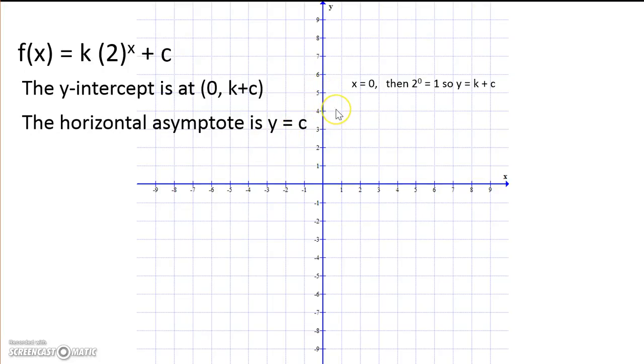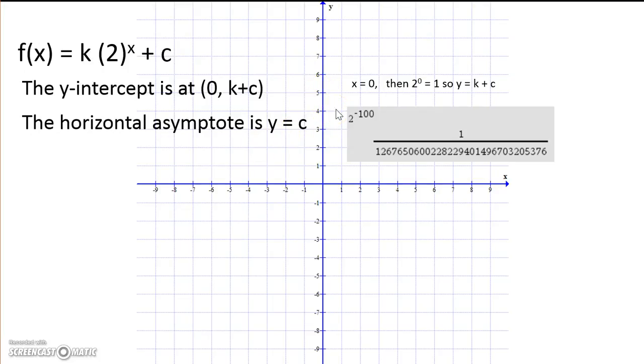If you forget this, just think about it. What happens when x gets to be a big negative number? Well, if you've got a big negative number in the exponent, you're going to have a very, very small fraction. So if you get a tiny fraction times k, you're going to get a tiny number, so that's going to be almost 0. So that's going to be c. So the graph gets closer and closer to y = c, but never touches it. Remember, y = c is a horizontal line.